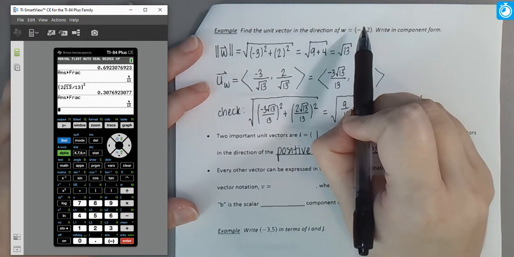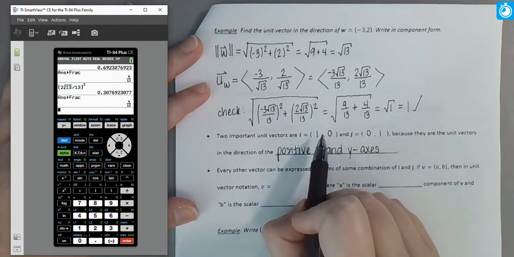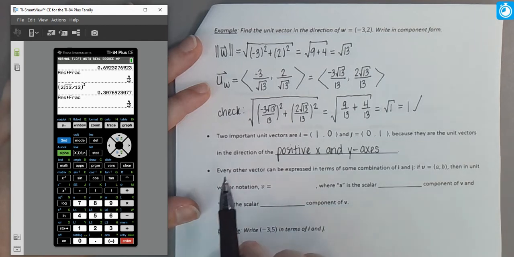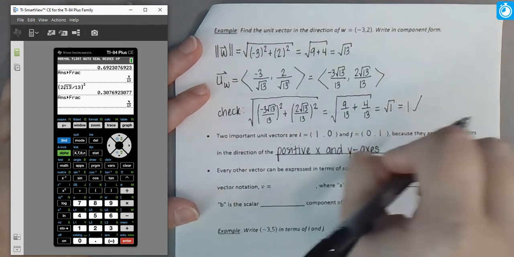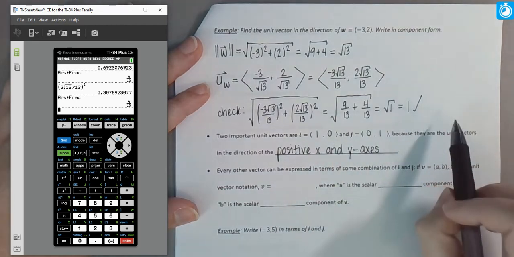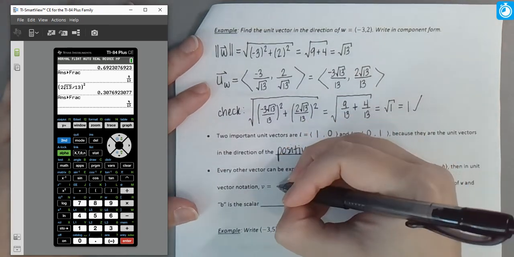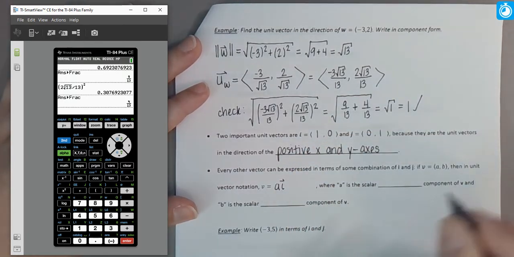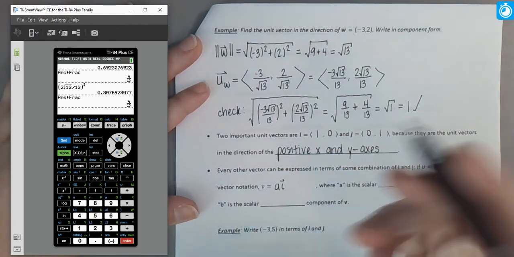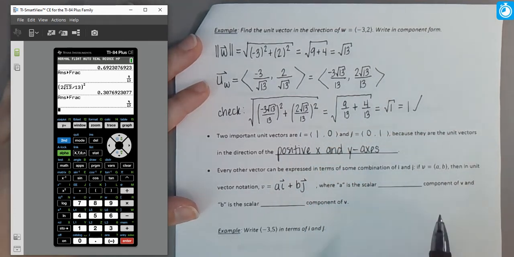So component form tells us this is how much we move horizontally, this is how much we move vertically. Well, we also can think of that as multiples of our individual unit vectors. So every other vector can be expressed as a combination of I and j. I, again, just summarizing horizontal movement, and j summarizing vertical movement. So if our vector in component form is given with the components a and b, then another notation for this vector would be a, the horizontal component, times the vector I, the unit vector in the horizontal direction, plus b times the vector j, the unit vector in the vertical direction.